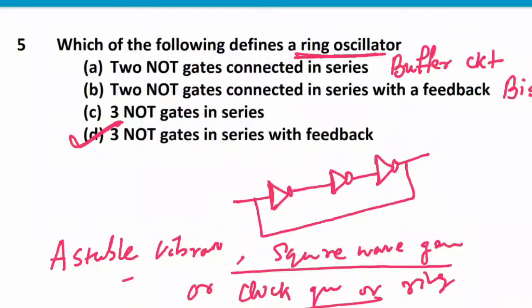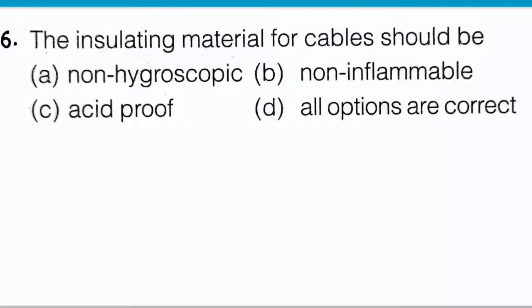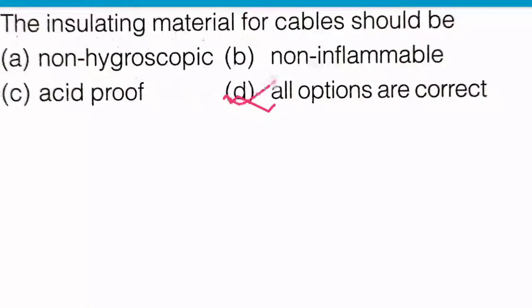So next question, the insulating material for cables should be: option A, non-hygroscopic; option B, non-inflammable; option C, acid proof; option D, all the options are correct. So here all the options are correct.